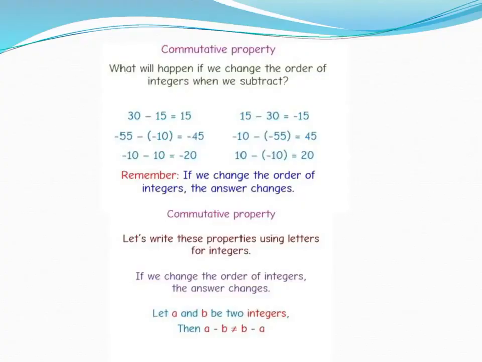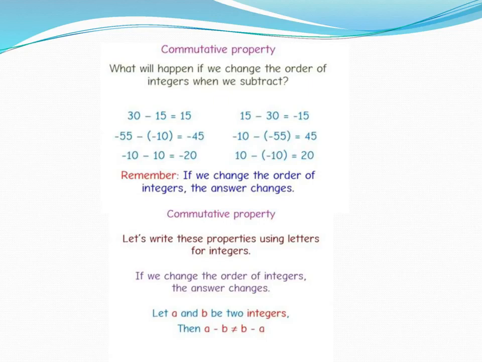Now we will learn the commutative property under subtraction. What will happen if we change the order of integers when we subtract? Suppose we take two integers, 30 and 15. To subtract these two, the difference is 15. So 30 minus 15 is equal to 15.